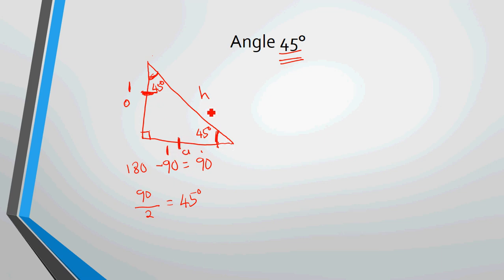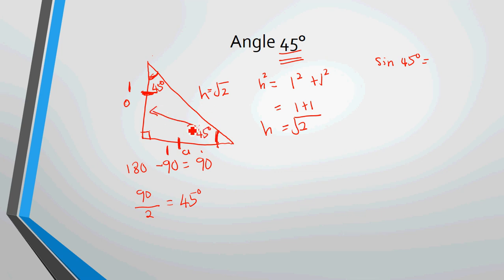So to find the hypotenuse, because you want to find the hypotenuse, you must add. Don't forget the square. So it equals 1 plus 1 equals 2. So the hypotenuse is square root 2. Now to find sin 45 degree, you can take any of these angles. Let's say I want to use this angle. So this is the opposite, this is the adjacent. Opposite is 1, hypotenuse is square root 2. So this is the sine.